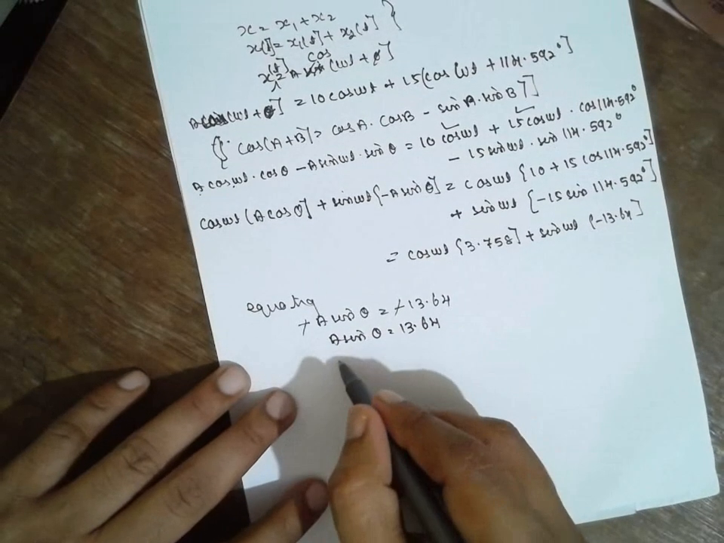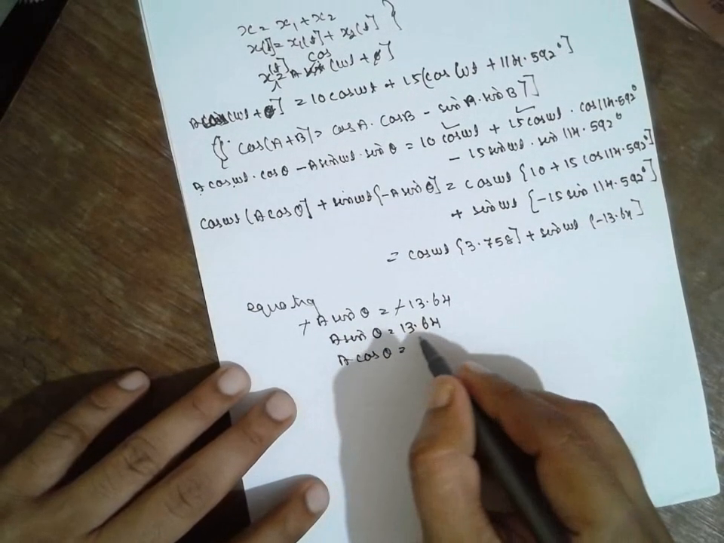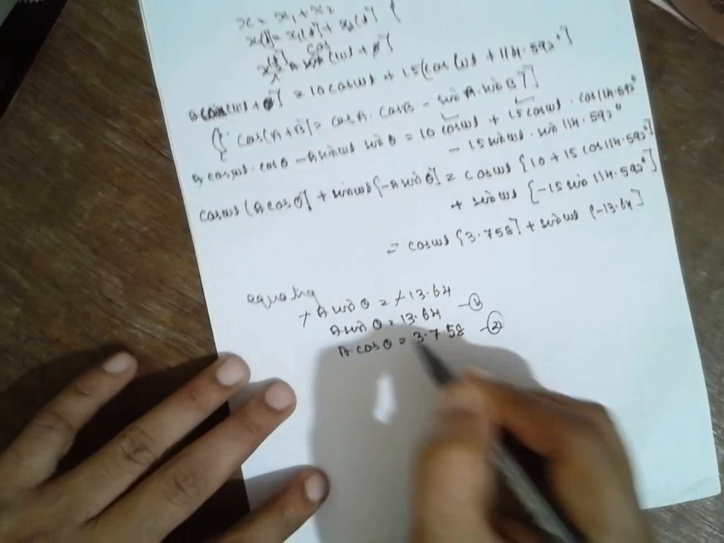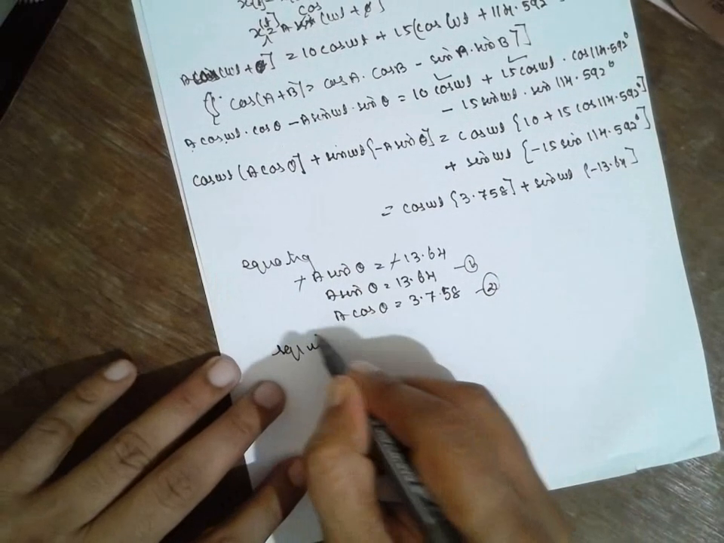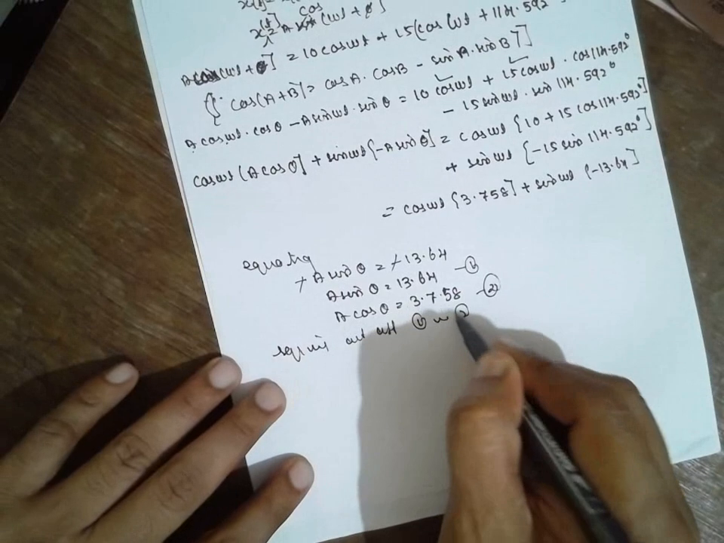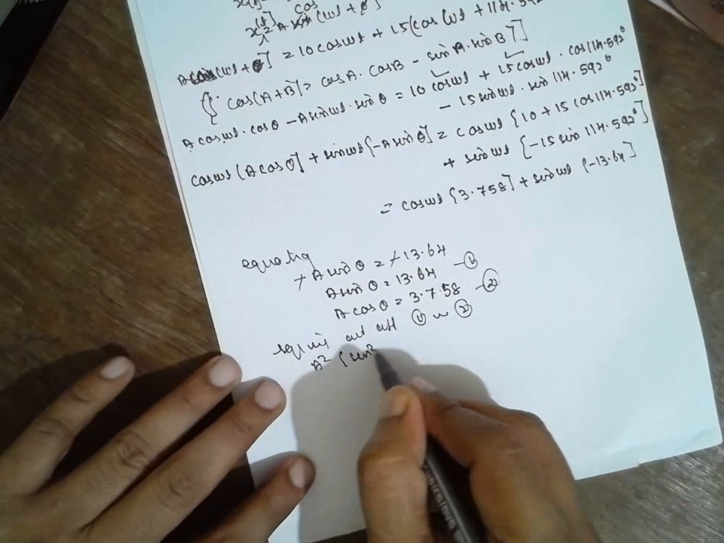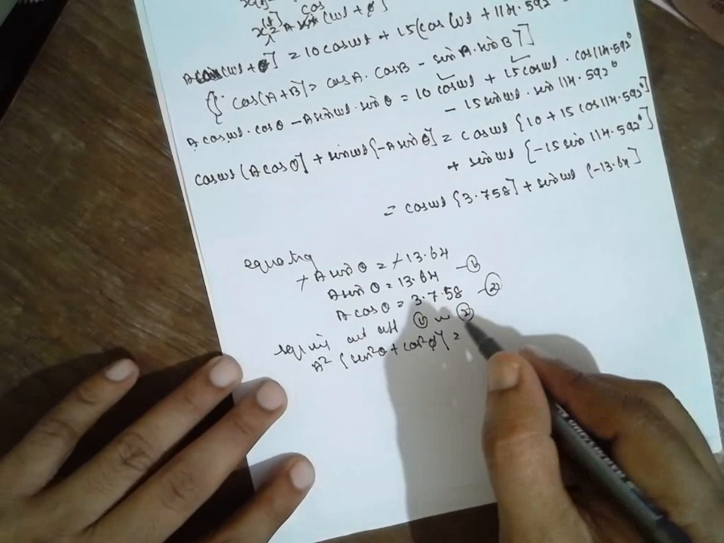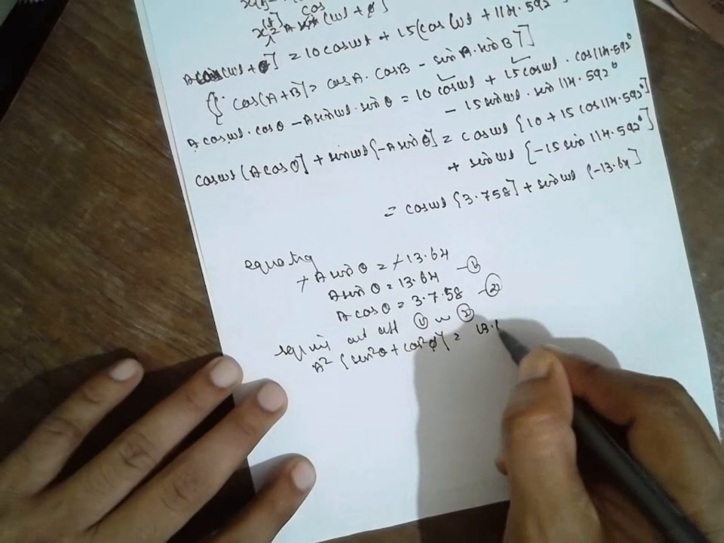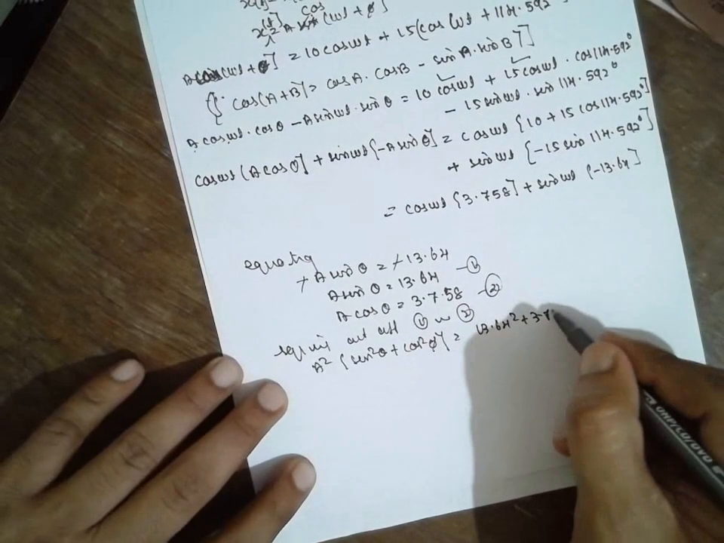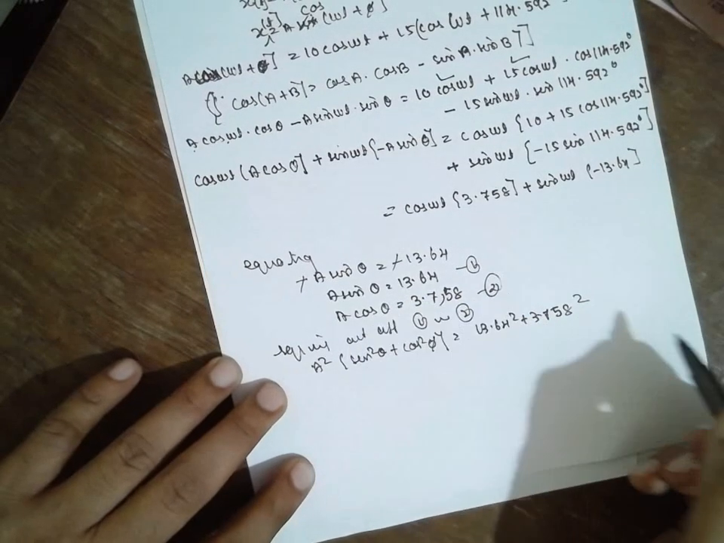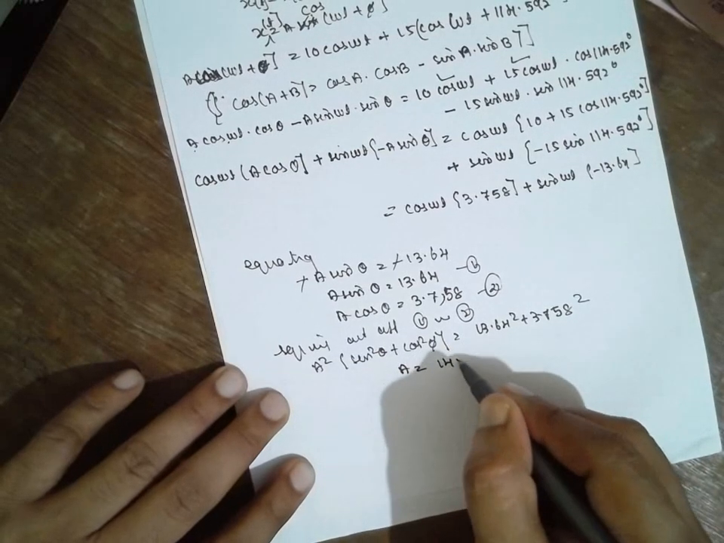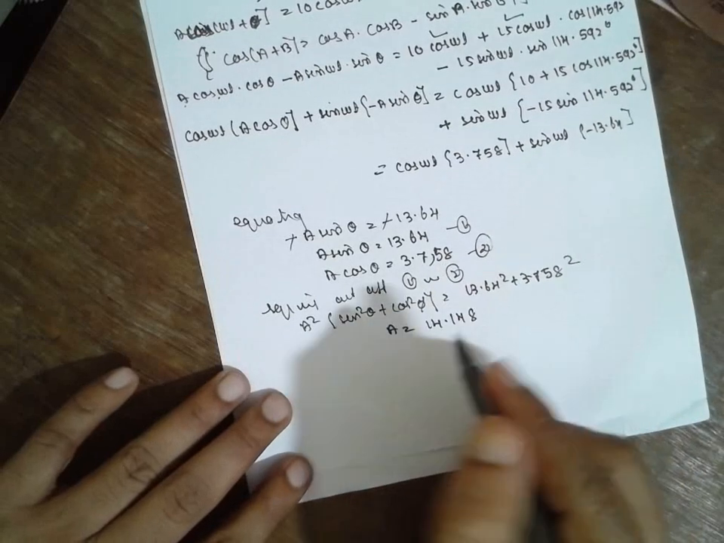Similarly, for cos, A cos theta will be 3.758. These are equations 1 and 2. Now squaring and adding equations 1 and 2, you will get A squared times (sin squared theta plus cos squared theta), which becomes 13.64 squared plus 3.758 squared. The total answer will be A equal to 14.148, and this term becomes 1 here.